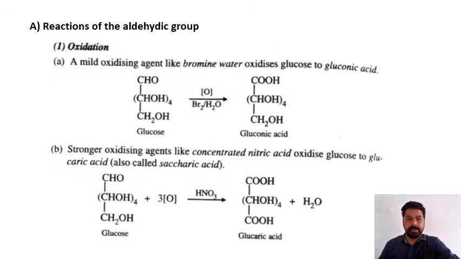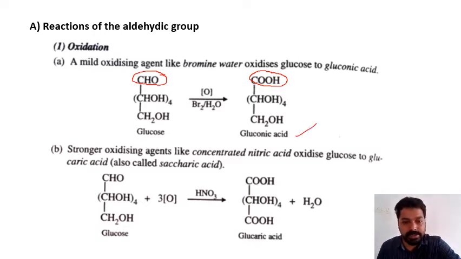First, let us see some of the aldehyde reactions. The first one is oxidation. If you use a mild oxidizing agent like bromine water, it can oxidize glucose to gluconic acid. You can see that the CHO is oxidized to COOH, giving gluconic acid.